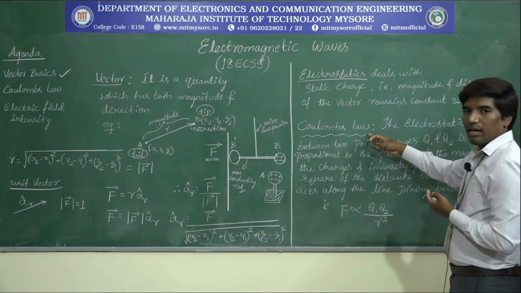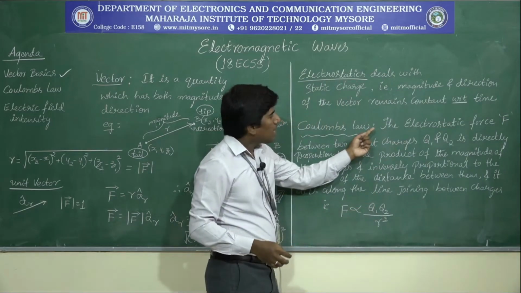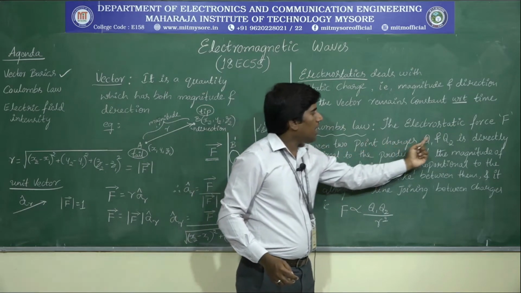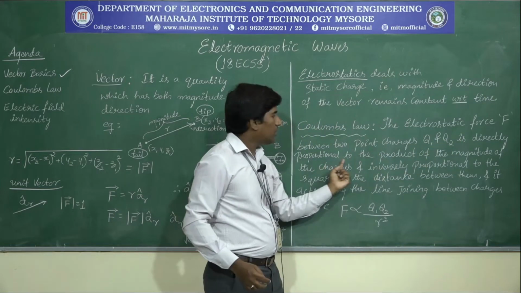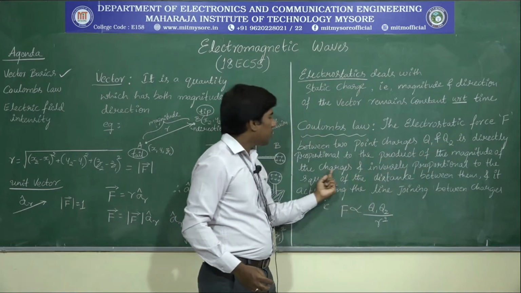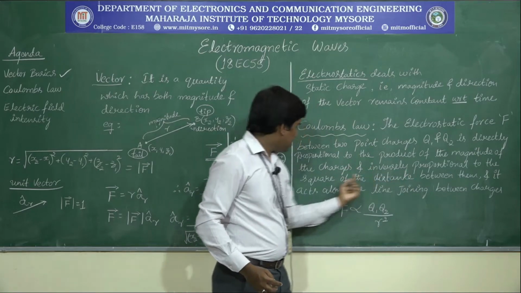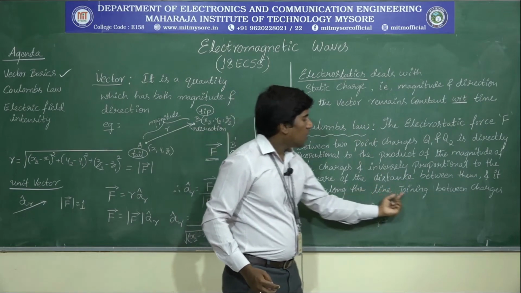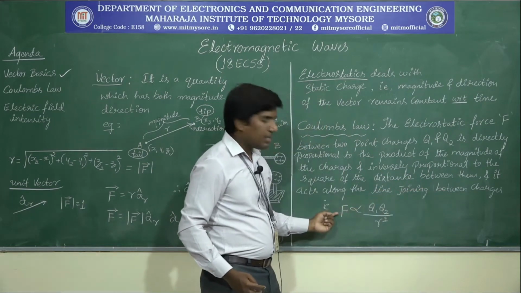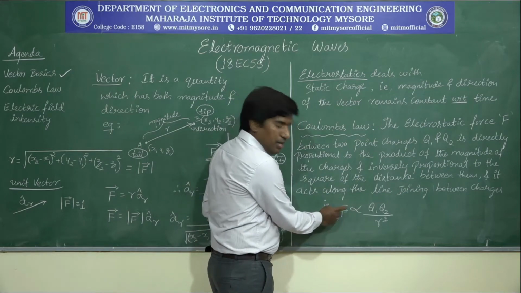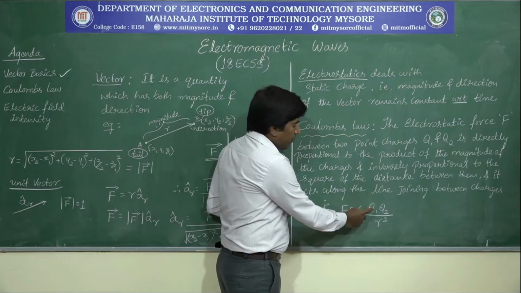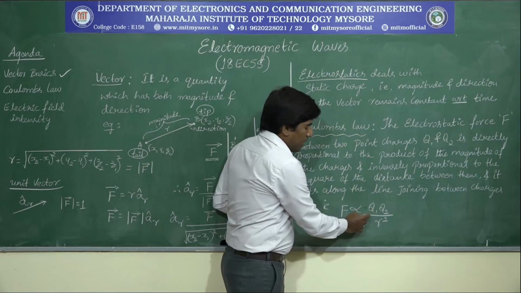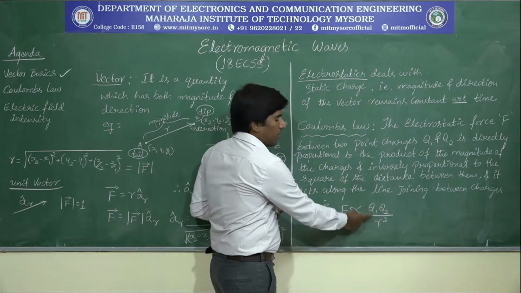So Coulomb's law states that the electrostatic force F between two point charges Q1 and Q2 is directly proportional to the product of the magnitude of the charges and inversely proportional to the square of the distance between them, and it acts along the line joining the charges. Mathematically, the electrostatic force F is directly proportional to the product of Q1 and Q2, the charges on the two points, and inversely proportional to the square of the distance between them.